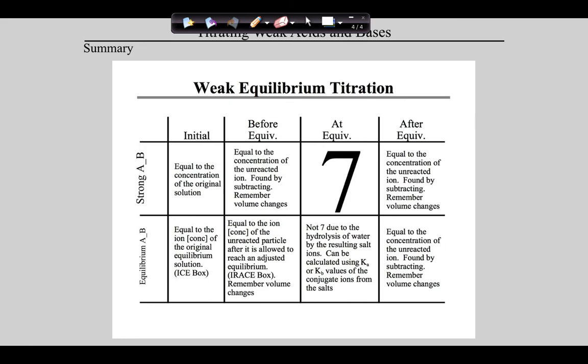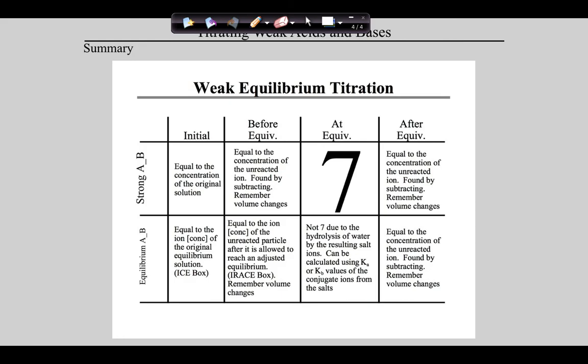Notice the header, if you will, on the far left. Strong acid-base titration. And then notice across the top we have those 4 regions. Initial, before equivalence, at equivalence, after equivalence. And then this is the way I said what we just went over. To find the pH, and this is all about finding pH, initially, it's equal to the concentration of the initial solution.